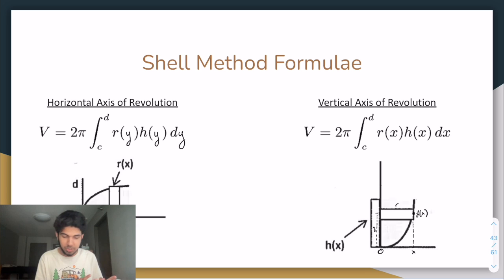But when we look at the vertical axis of revolution, it's nearly the same thing, except the integrand is r(x) times h(x) dx. So notice the difference between this and the disk method. Besides the disk method being pi r squared, here, when we have a horizontal axis of revolution, we integrate with respect to y. And when we have a vertical axis of revolution, we integrate with respect to x.